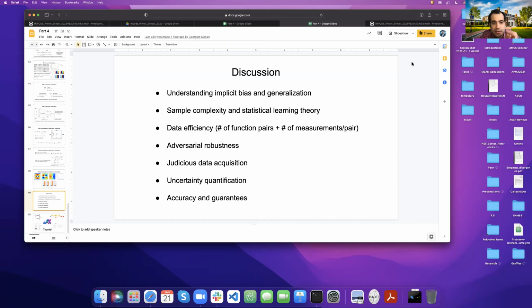Thank you, Paris. I may want to start with a question since you have the bullet point adversarial robustness. What are your thoughts on that? What is adversarial robustness in this context? If you can comment on that.